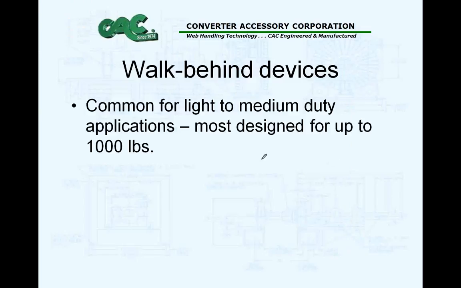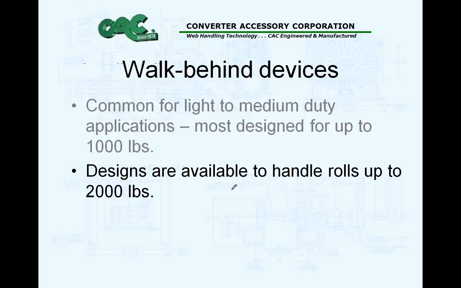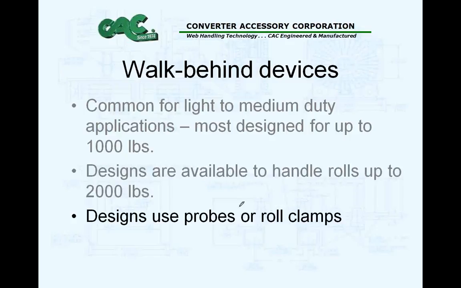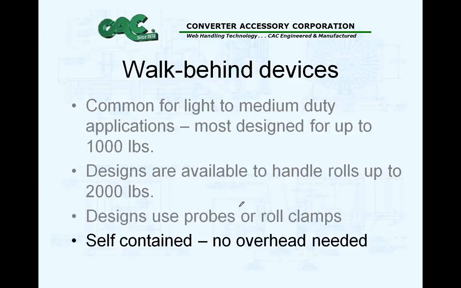Next we have walk-behind devices, and really they're common for light applications. You'll see them mostly for roll weights up to 1,000 pounds, but they can be designed to handle roll weights up to 2,000 pounds. And walk-behind devices have both roll clamps that grab the roll from the outside and probes. We're going to show you photos of both. And they're self-contained. You don't need any overhead, and you just walk behind them.